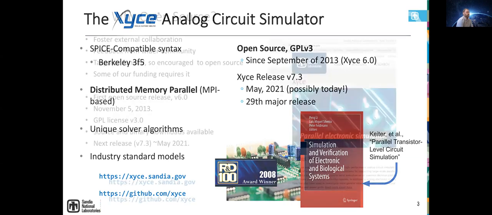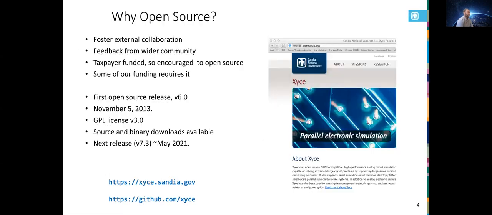So why did we bother open sourcing? A lot of that was to foster external collaboration. I feel like we get a lot more feedback the more people who use the code. And even though Sandia is a very big lab with like 15,000 employees, there's still a lot more people outside of Sandia than there are inside of Sandia. So I figured if we could get traction externally, we would just get a lot more information.